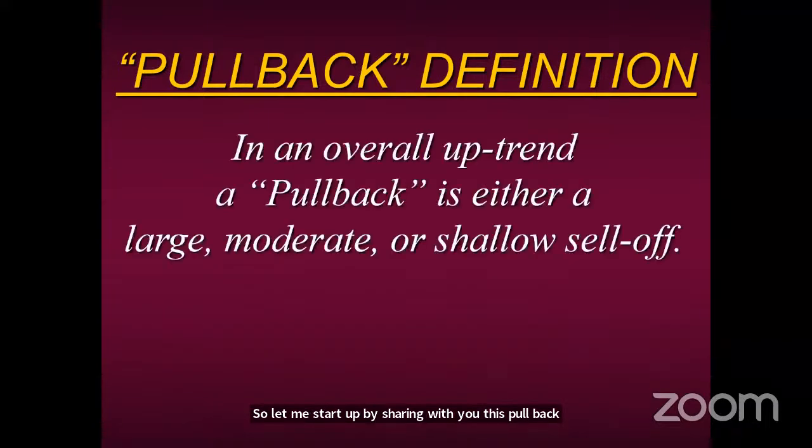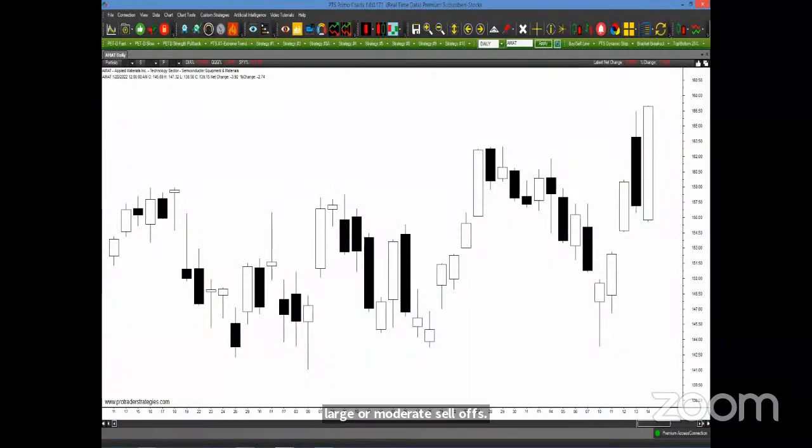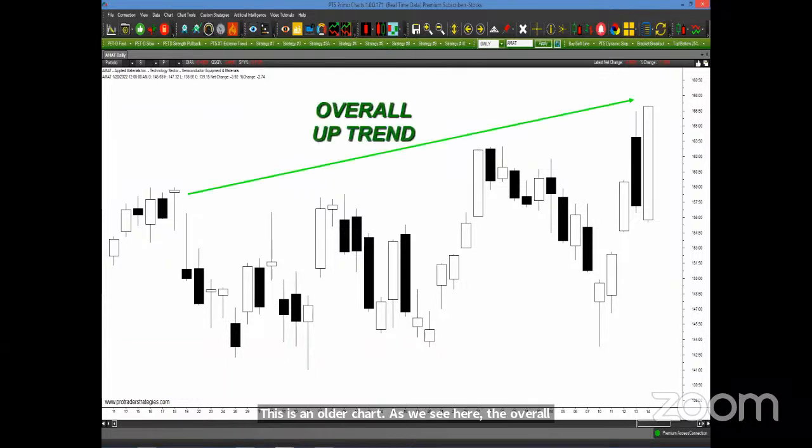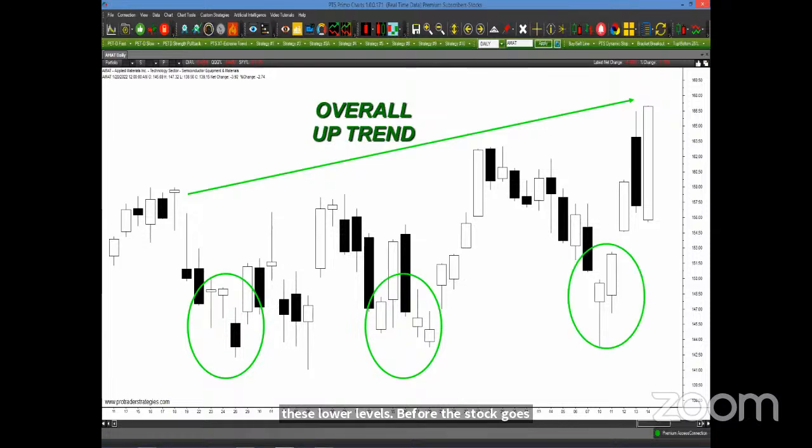Firstly, in an overall uptrend, a pullback is either a large, a moderate, or a shallow sell-off. So that's all it is. We want to look for the overall trend, and then we want to look for those counter small, large, or moderate sell-offs. For example, we can look at this chart here in AMAT. This is an older chart. As we see here, the overall trend is up. So a pullback trader looks to buy at these sell-offs, at these lower levels before the stock goes back up.